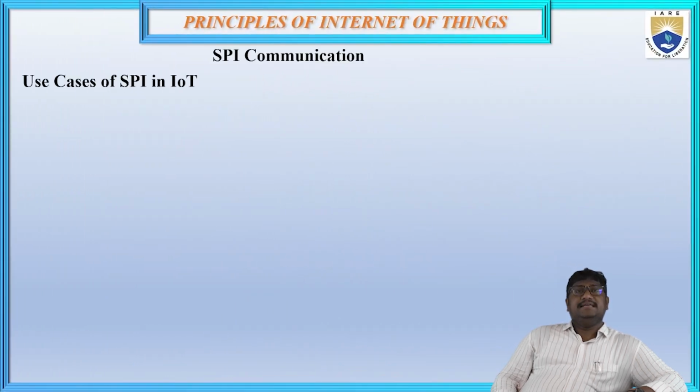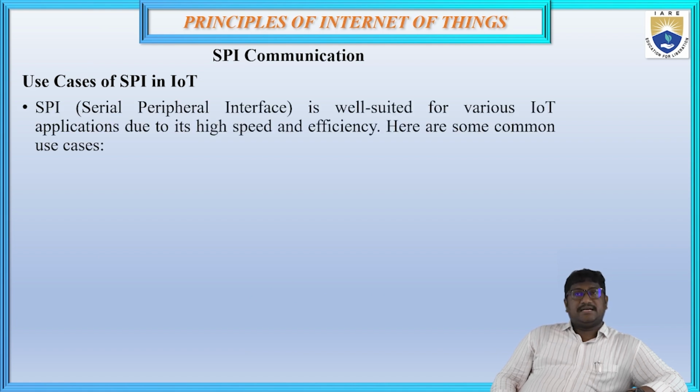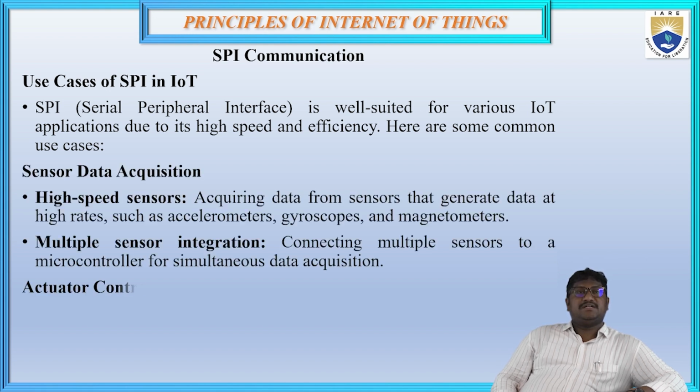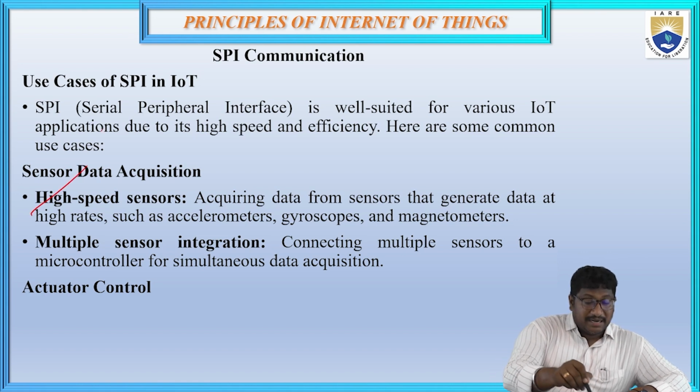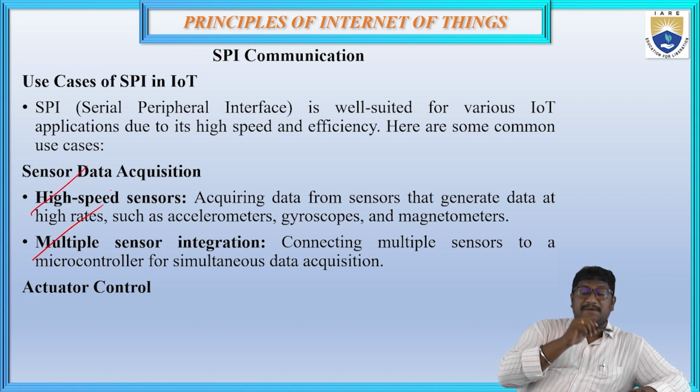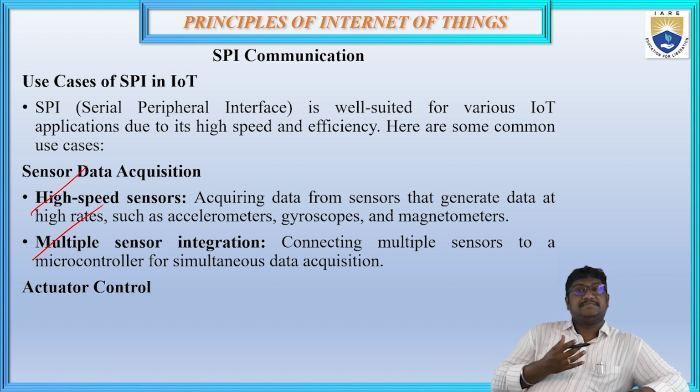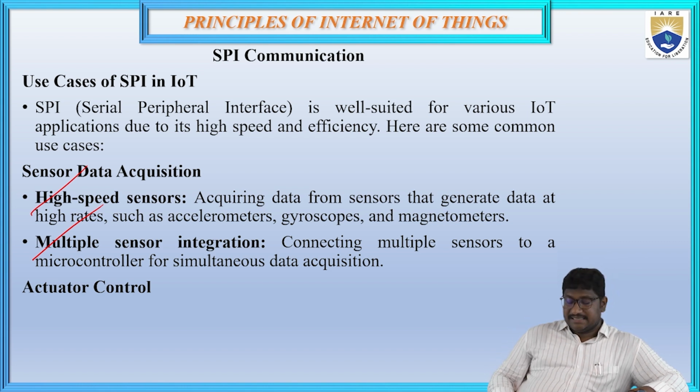And coming to the use cases, SPI is well suited for various IoT applications due to its high speed and efficiency. I will show you some use cases. Sensor data acquisition was the first use case which I want to show you. In sensor data acquisition, high-speed sensors are there, and multiple sensor integration is also there. In high-speed sensors, we acquire data from sensors that generate data at high rates, such as accelerometers, gyroscopes, and magnetometers. In multiple sensor integration, multiple sensors are connected to a microcontroller for simultaneous data acquisition.